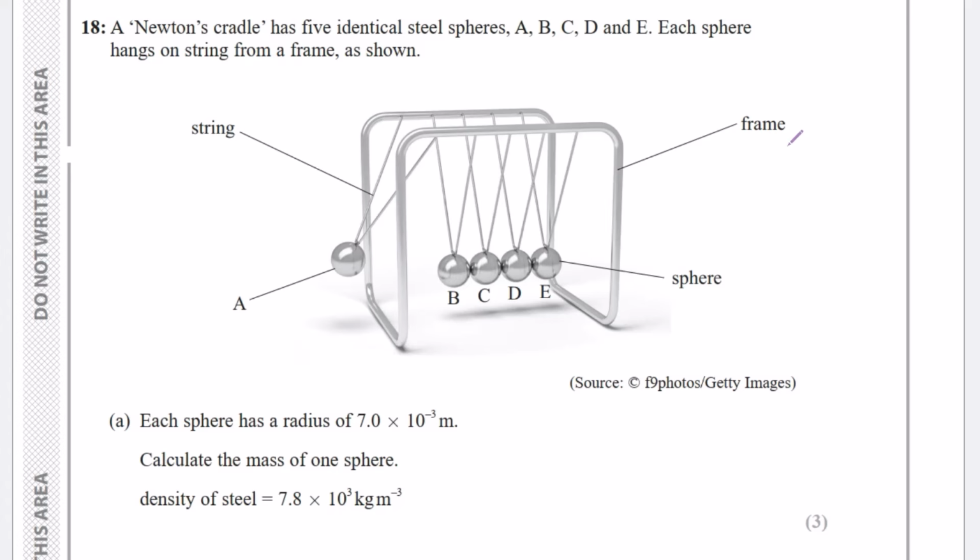Question 18 says, a Newton's cradle has 5 identical steel spheres, A, B, C, D, and E. Each sphere hangs on a string from a frame as shown. Fine. Each sphere has a radius of 7 times 10 to the power minus 3 meter. Calculate the mass of one sphere. They gave the density.